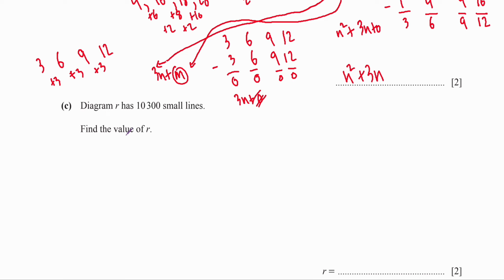And you now know what the value of that is. Well, we do it once again. Diagram R has 10,300 small lines. Find the value of R. Okay, now how would you do that? Well, R and n is the same thing. So we have R squared plus 3R.